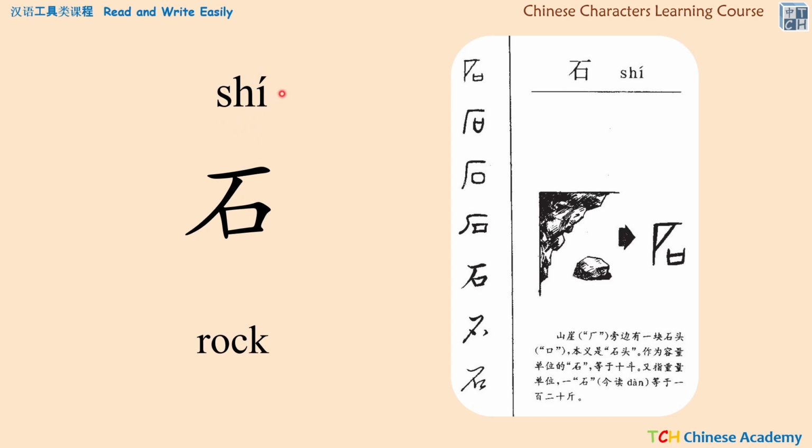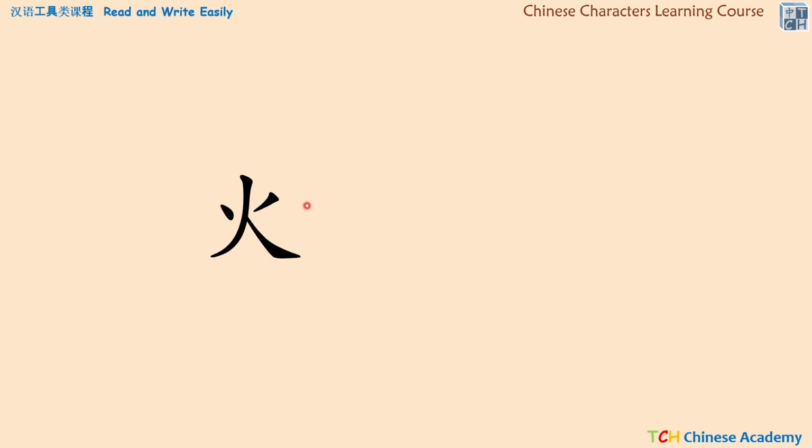shi. Look at the oldest form. It looks very much like the rock under the cliff, and gradually it becomes the present character shi, shi, the rock. Well, how about this one?